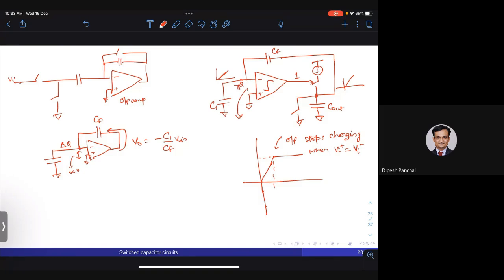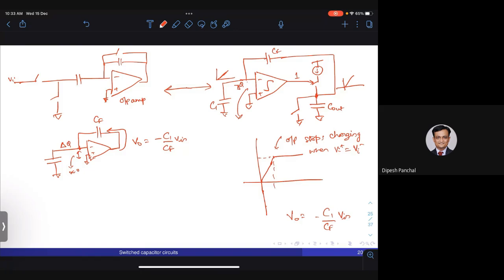What does this mean? It means that in the steady state of the circuit, when the output has stopped charging and the final value has been reached, Vi plus is equal to Vi minus. And if Vi plus is equal to Vi minus, then the final value of this circuit to the right and the final value of this circuit to the left are the same, which means that V0 will be equal to C1 by CF into Vn, right?